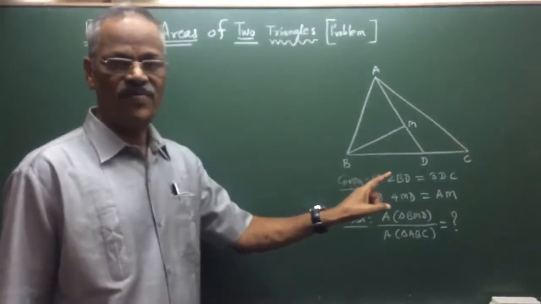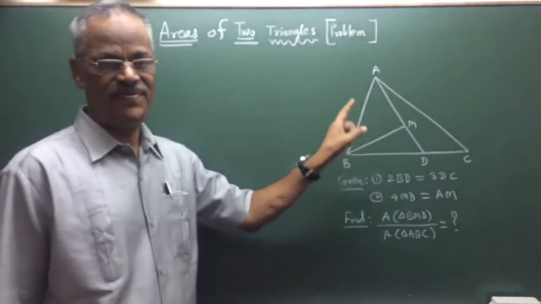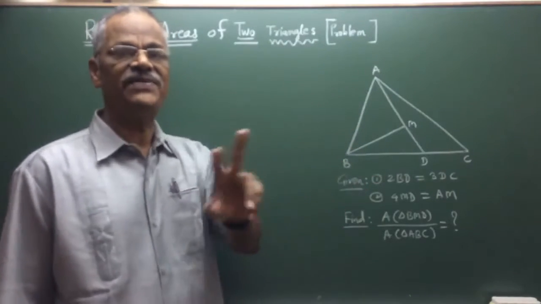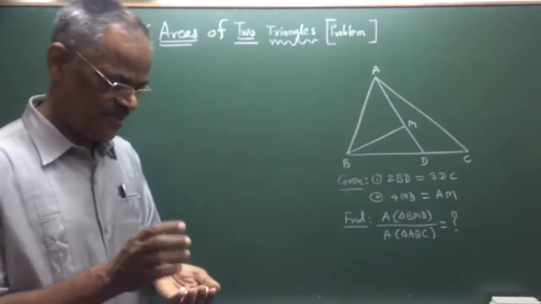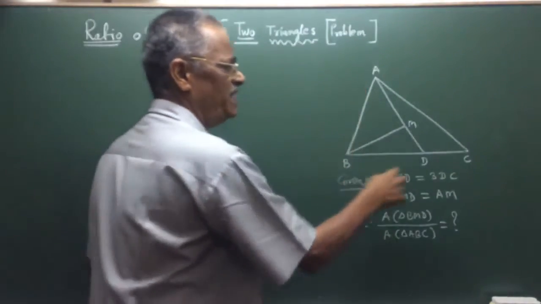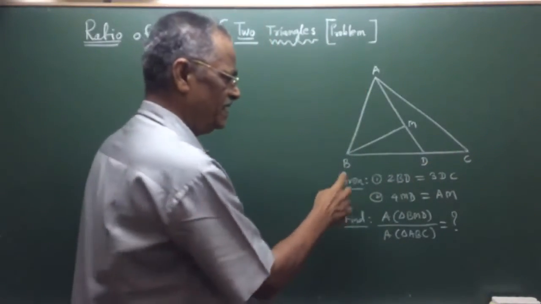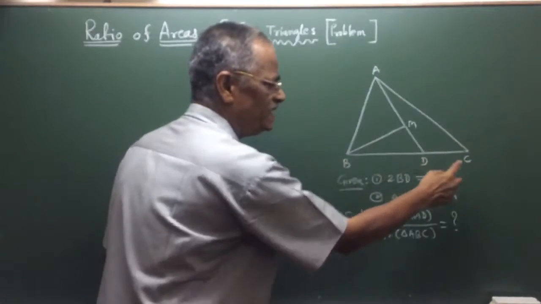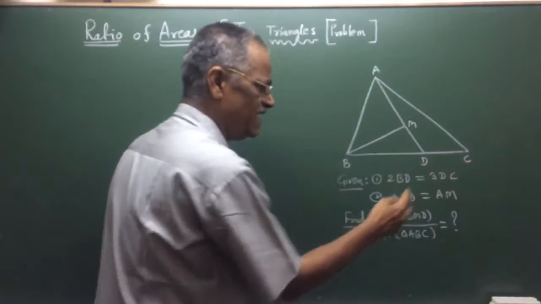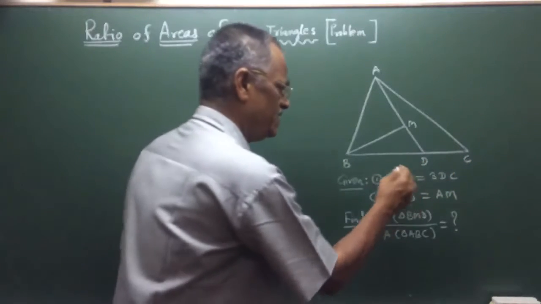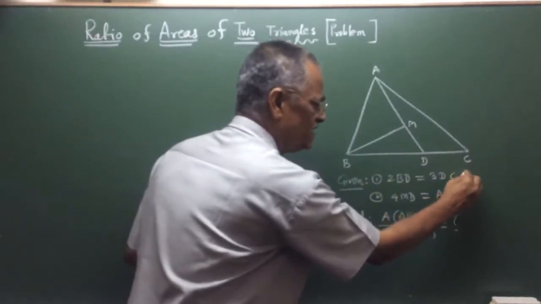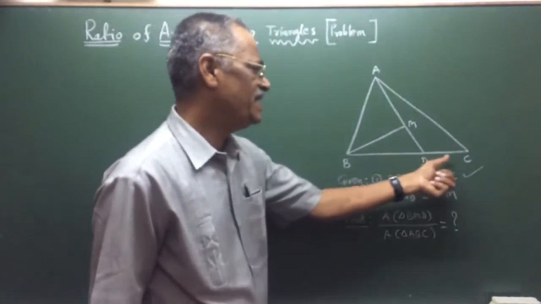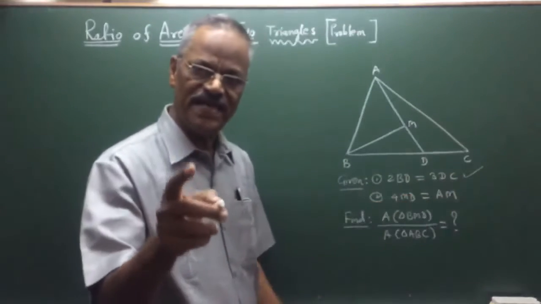First problem, we can take the problem and see what is given. Triangle ABC is given. On the side BC, D is between B and C, and the relation between BD and DC is given: 2 times BD is equal to 3 times DC.